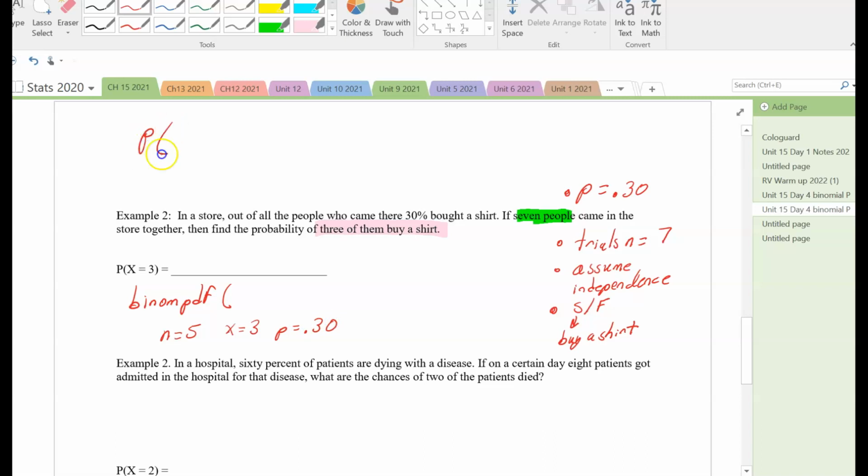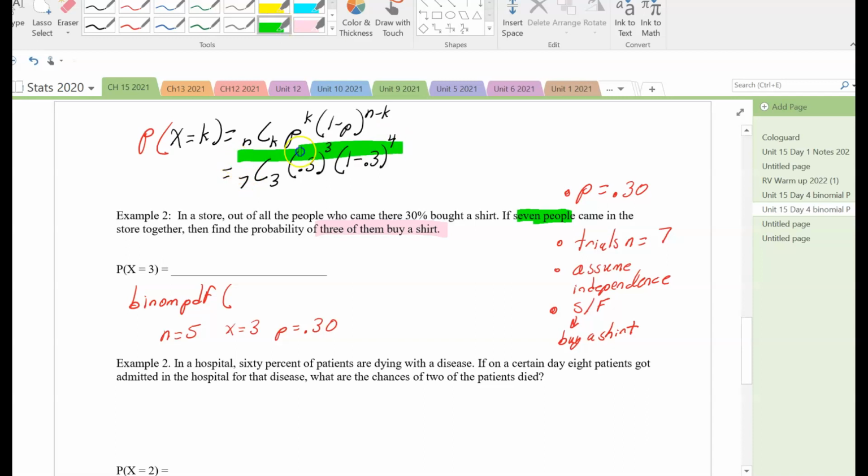If you wanted to use the formula, and I'm going to write the formula at the top here. In college, you may need to use the formula. So the probability that x equals k is n choose k, p raised to the k, 1 minus p to the n minus k. So for this example, it would be 7 choose 3. The chance of buying a shirt is 0.3, and you want 3 of them. Not buying a shirt would be 1 minus 0.3, or 0.7. And then this exponent would be 4, or 7 minus 3.